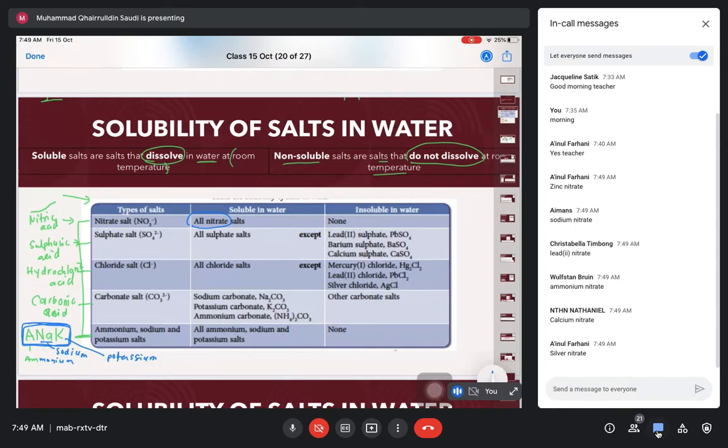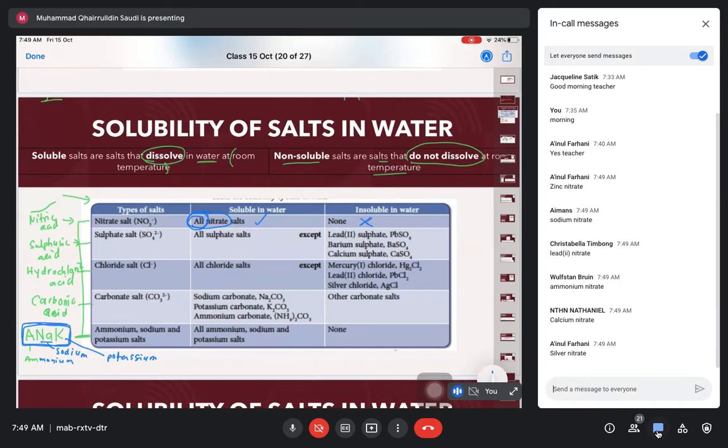So all of them, when we use nitrate salt and we add water, all of them soluble in water. Every nitrate salt are soluble in water. Is there any nitrate salt that are insoluble in water? No. Okay, all nitrate salt are soluble in water.